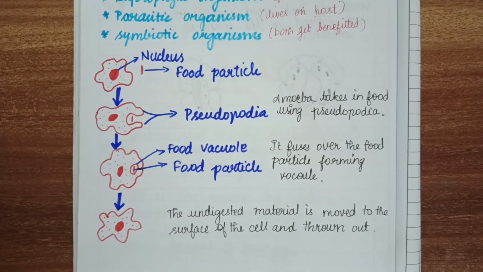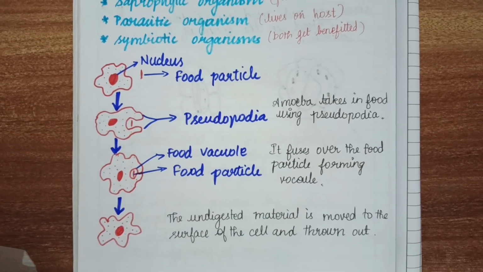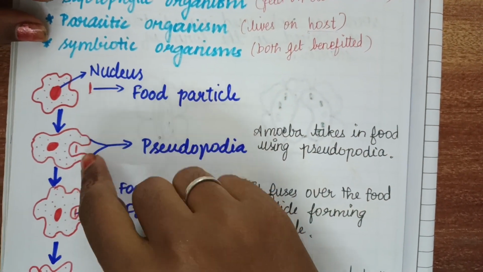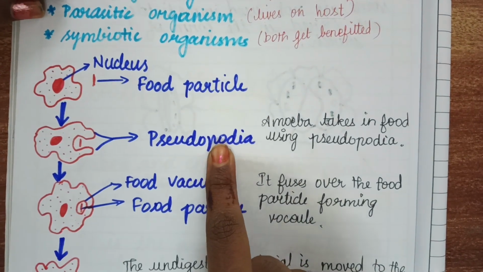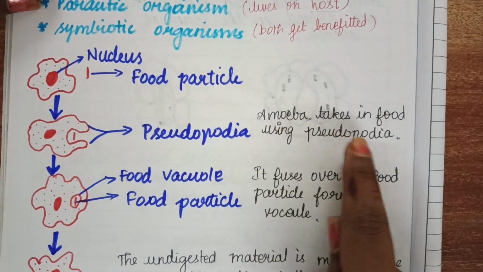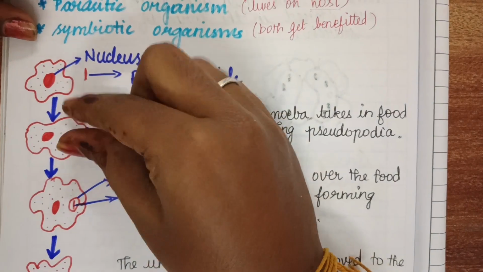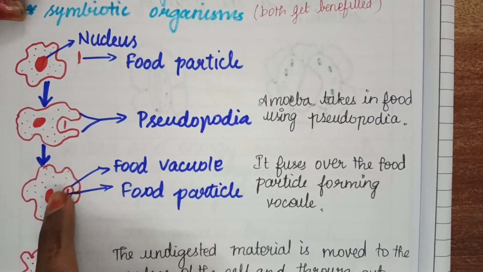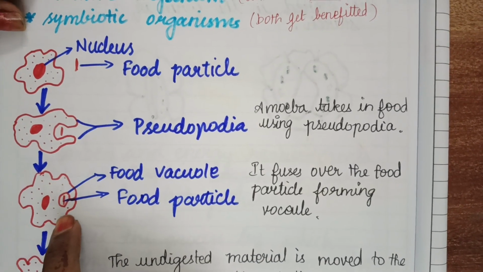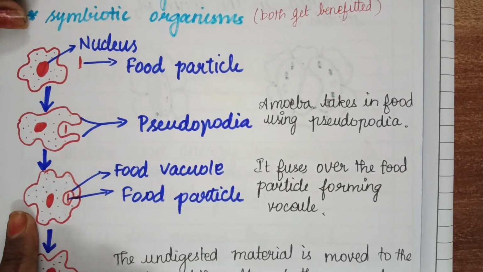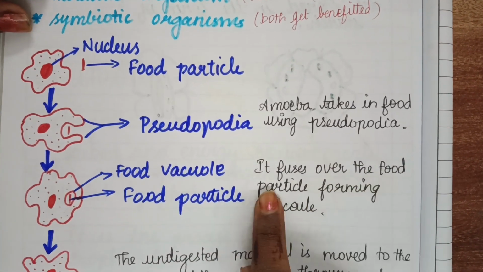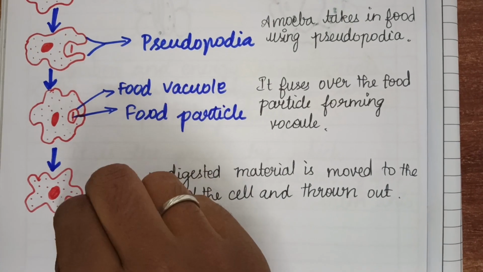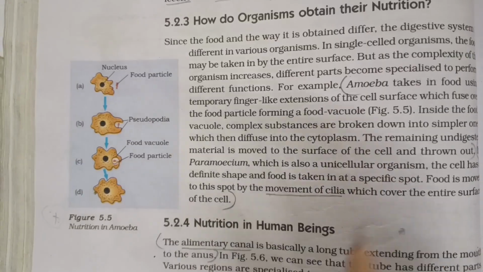Come, let's look at how it is given in our textbook. It moves towards the food particle. These two finger-like extensions are called pseudopodia. Amoeba takes in food using the pseudopodia. The pseudopodia cover the food and form a food vacuole. In this food vacuole, the food is digested and the nutrition is absorbed by the amoeba. It fuses over the food particle, forming a vacuole. After obtaining the nutrition, the waste material is thrown out.